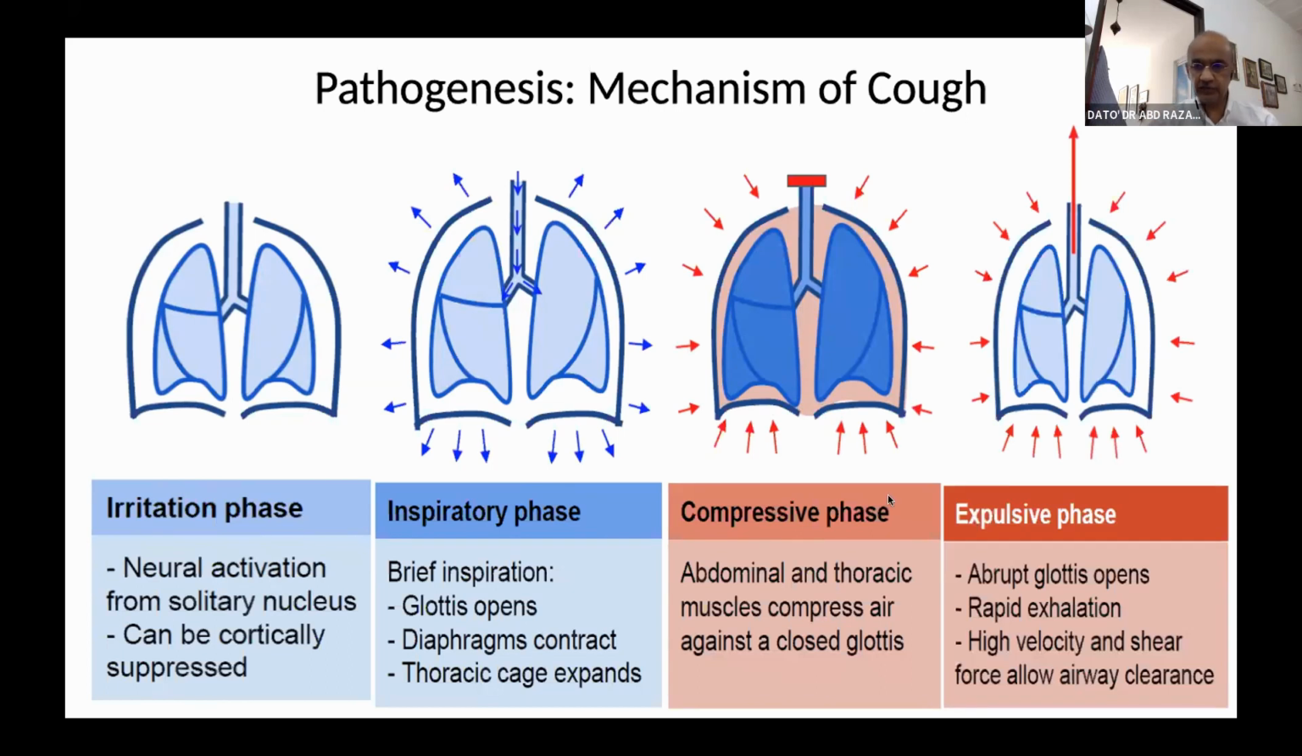This is the expulsive phase, where your glottis opens suddenly, and then you have a loud noise to clear the airway. So when somebody coughs, it looks very simple, but the phases are very interesting. They open, the air goes in, then they close, the pressure builds up, and then you just cough it out. Any foreign body or any germs or any phlegm, you just cough it out to the environment. That's the basic thing about this cough pathophysiology.